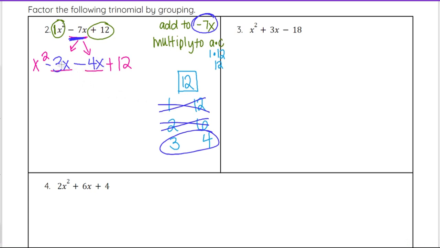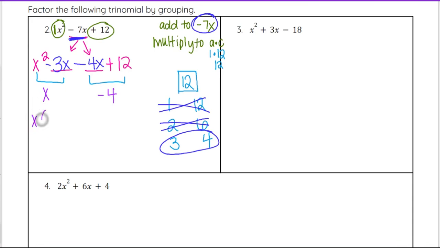Now that I have 2 terms that multiply to a times c, which is 1 times 12, negative 3 times negative 4 is positive 12, and add to negative 7x, negative 3 plus negative 4 is negative 7x. I have not changed the problem mathematically. I have only changed what it looks like so that now I can go ahead and group like we did earlier. So I go ahead and pull out our GCF in the first term, which is going to be x, and our GCF in the second pair is going to be -4.